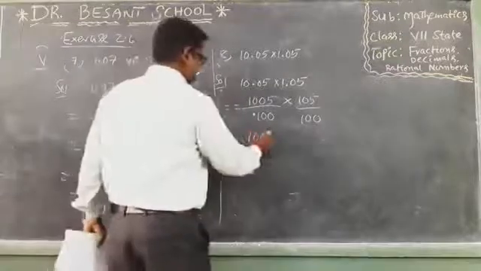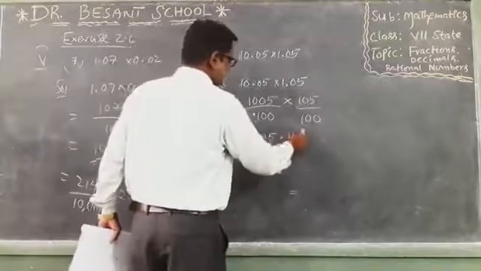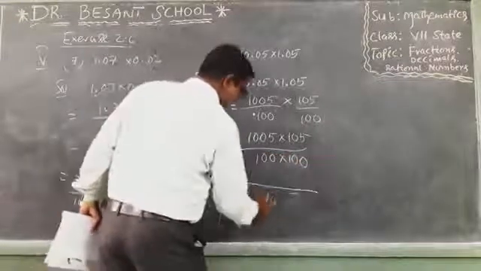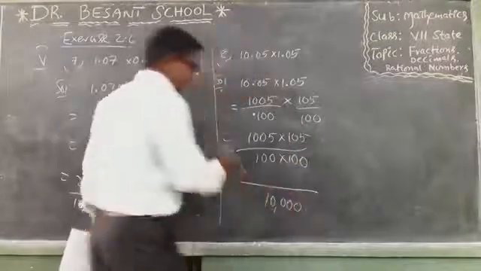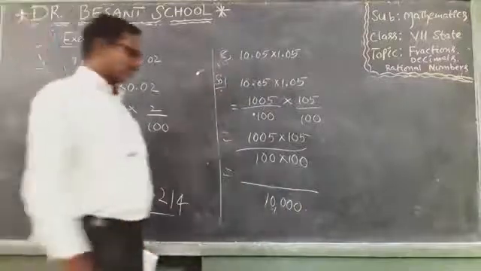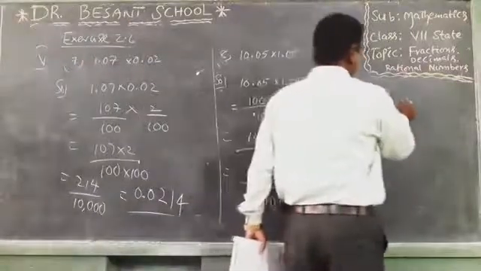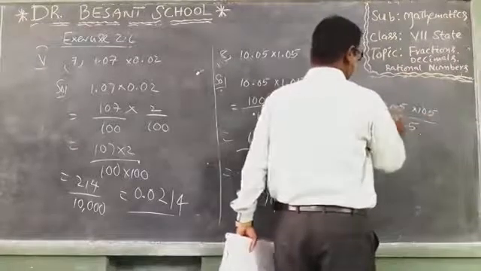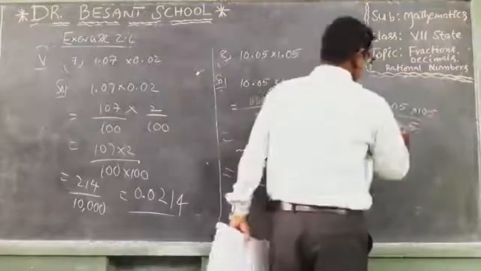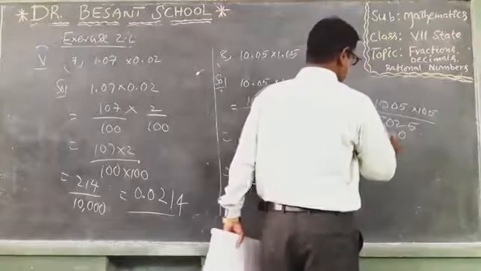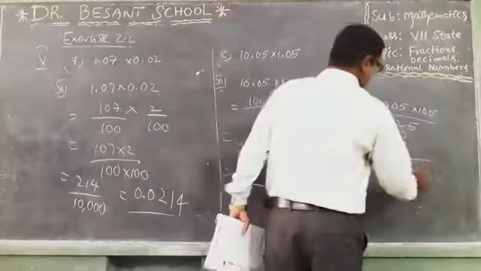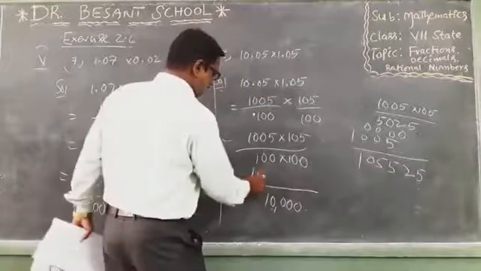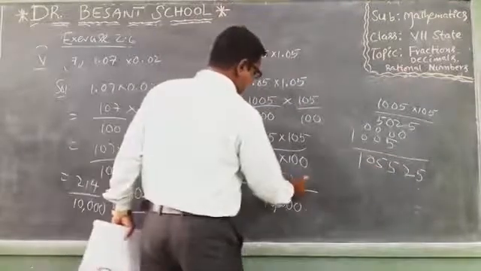So this is 1005 into 105 by 100 into 100. So the denominator is 100, hundreds are 10,000. And we need to multiply the numerator, that is 1005 into 105. 5 fives are 25. 5 zeros 0. 5 ones are 5. And 0 0 0 0 and also 5 and 0 0 1. It is 5 2 5 5 0 1. So 1 0 5 5 2 5.